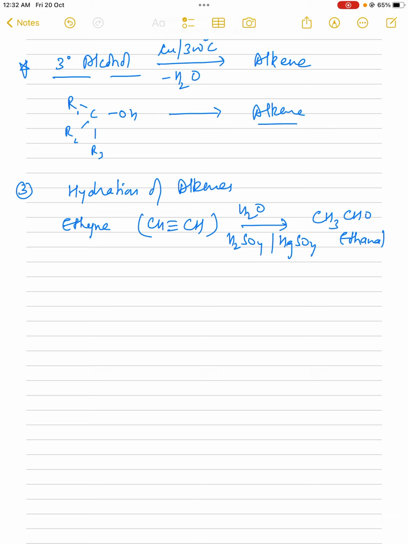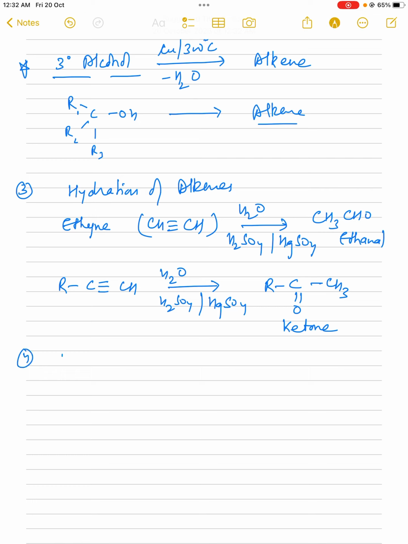And if we took RC triple bond CH and in presence of H2O, H2SO4, HgSO4, then we will end up with this product, C double bond O, CH3. This is ketone. Okay, so this is the third method.